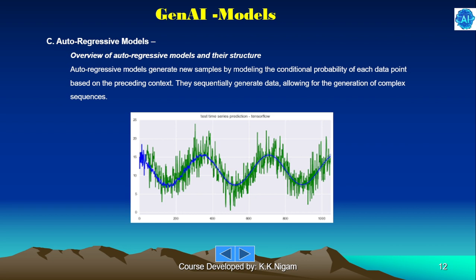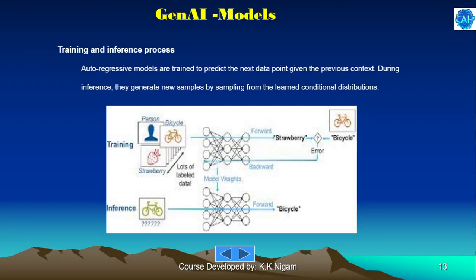Autoregressive models. Overview of autoregressive models and their structure. Autoregressive models generate new samples by modeling the conditional probability of each data point based on the preceding context. They sequentially generate data, allowing for the generation of complex sequences.